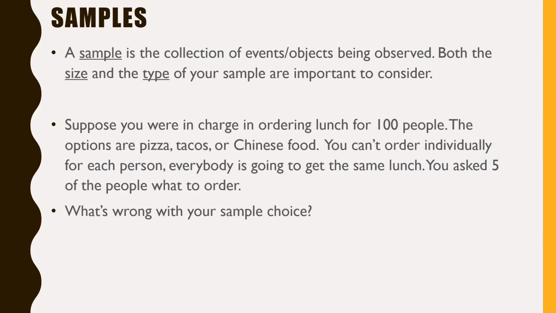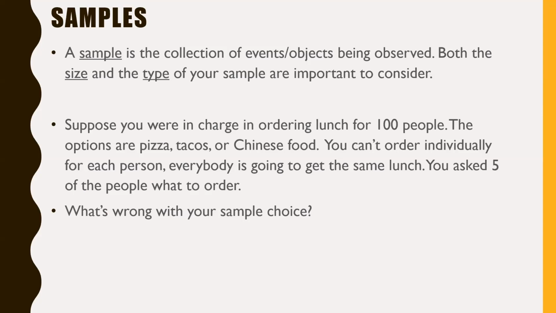If you want to pause after I finish reading this, you can, just to think about it. But suppose you were in charge of ordering lunch for 100 people. The options are pizza, tacos, or Chinese food. You can't order individually for each person. Everybody's going to get the same lunch. You asked 5 of the people what to order. There's your sample, 5 people, 5 out of the 100 people you're ordering food for. What's wrong with your sample choice? You can pause here and think about it, and then I'll tell you.